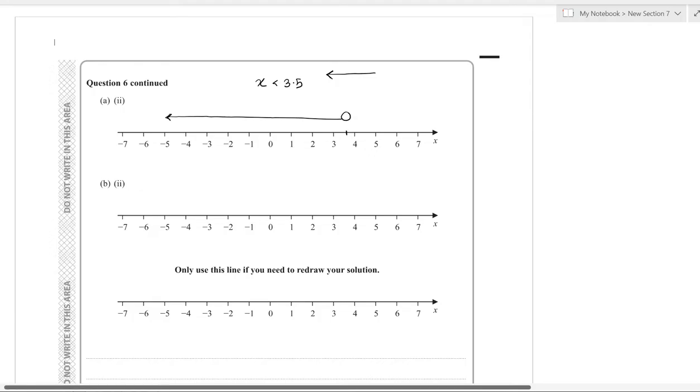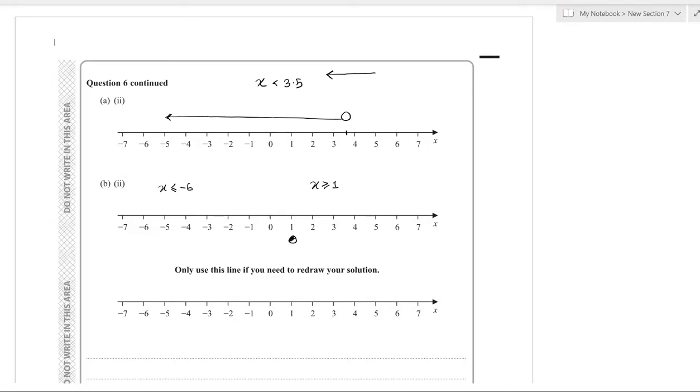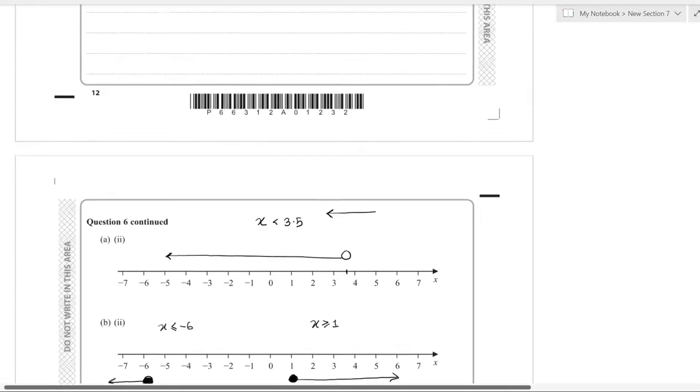So we have x is greater than or equal to 1, and x is less than or equal to -6. As you can see, the inequalities have an equal to sign associated with them. That means there will be a filled up circle now. So greater than or equal to 1 is here with a filled up circle, arrow towards right, and less than or equal to -6 is here with a filled up circle, arrow towards left. Part B2 is clear, I hope.